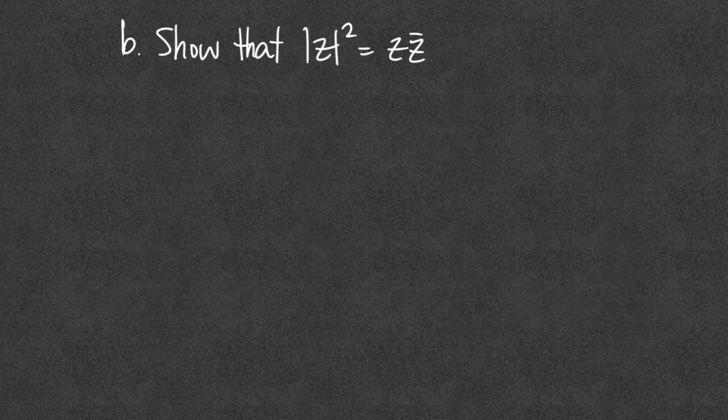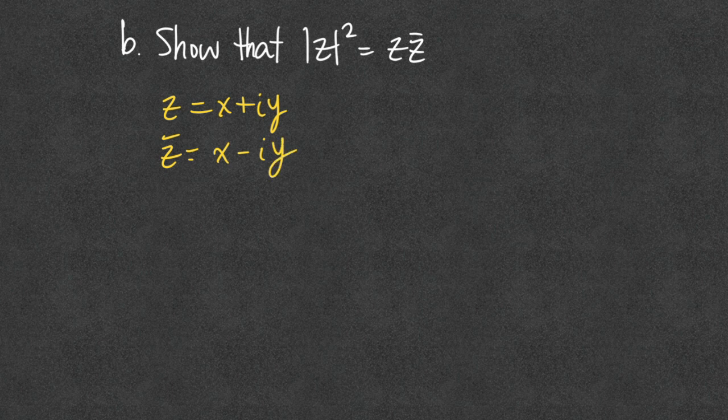All right, show that the modulus of z squared is equal to z times z bar. This is actually a pretty easy exercise, but it's a very important one because this is probably a fundamental property of complex numbers. So again, we're going to say that z is x plus iy. And likewise, that means that z bar is going to be x minus iy.